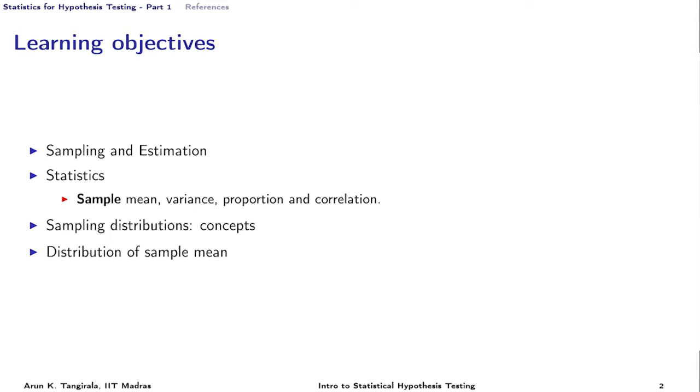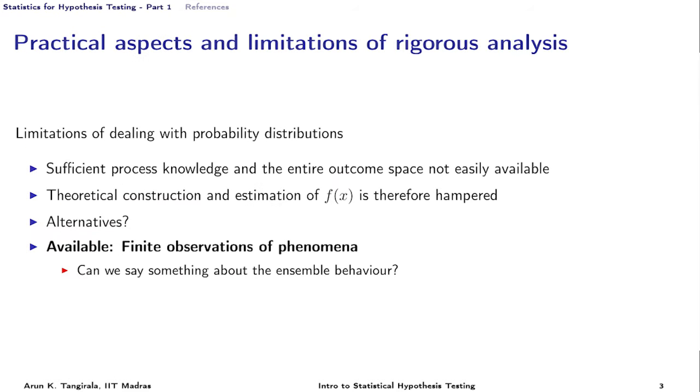Once we discuss those, we will spend some time on statistics and also a lot of time on sampling distribution concepts. In this lecture we will only talk of the distribution of the sample mean, exactly what I have discussed on the board, and in the subsequent lectures we will look at the distribution of sample variance, sample proportion, and sample correlation.